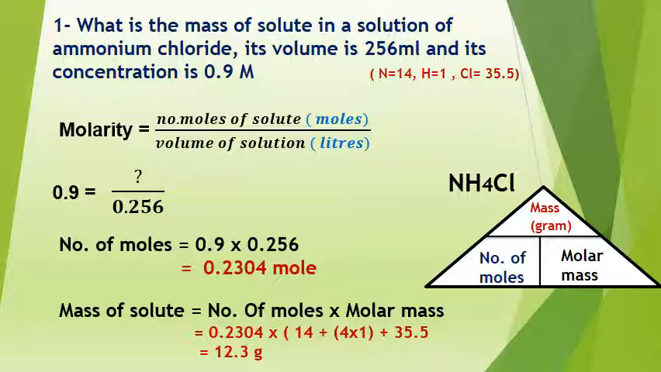Now I can calculate the mass of solute. The mass of solute equals the number of moles that I calculated before multiplied by the molar mass. So the mass of solute equals 0.2304 multiply, open your brackets please, the molar mass of nitrogen is 14. By changing from one element to another, put plus and open another bracket. The molar mass of hydrogen is 1 and I have 4 hydrogen atoms here, so 4 multiply 1, then plus. I have 1 chlorine atom here, its molar mass is 35.5. Then calculate the molar mass of ammonium chloride. Okay, the result here will be 12.3 gram. So now I have calculated the mass of ammonium chloride.